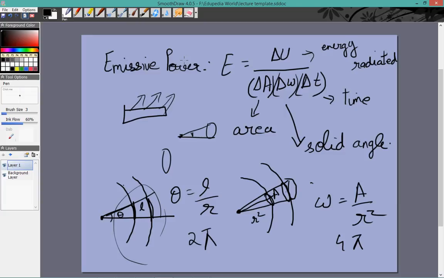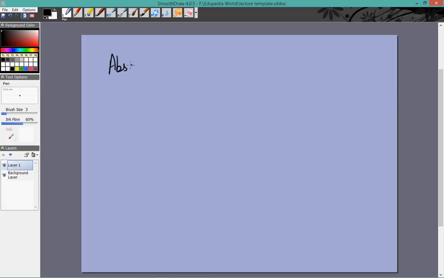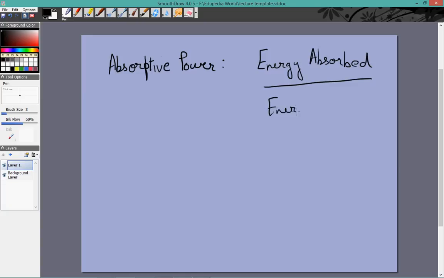Right? The second important quantity is absorptive power. Now emissive power was not a dimensionless quantity, but absorptive power is. It is simply the energy absorbed by the energy incident. So for example, if 10 joules of energy are falling on a body per unit time, per unit area, per unit solid angle, and it absorbs only 5 joules, and it either reflects or transmits the other 5 joules, the rest of the 5 joules can be distributed between reflection and transmission in whatever manner. So in that case the absorptive power would be half.